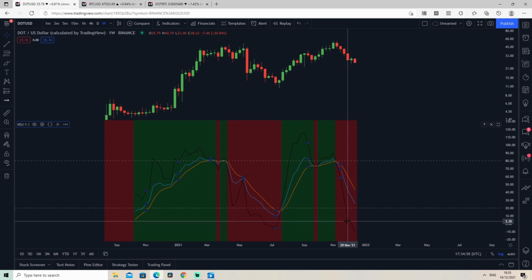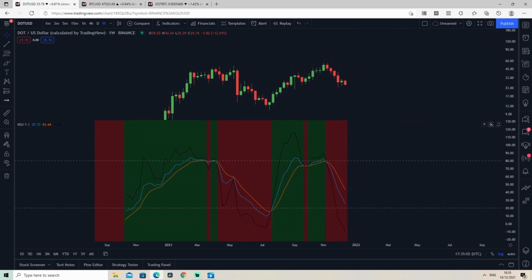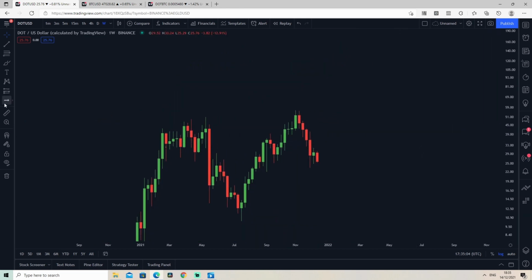Don't follow the narrative of some YouTubers telling you that Bitcoin will reach 100K by the end of the year and DOT will reach $100 or $200 by the end of this month. It won't happen. I mean, if you go to the charts and you want to make DOT go to $100 by the end of this year, you literally need a vertical line.